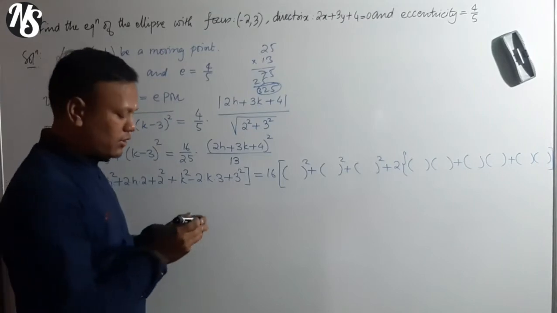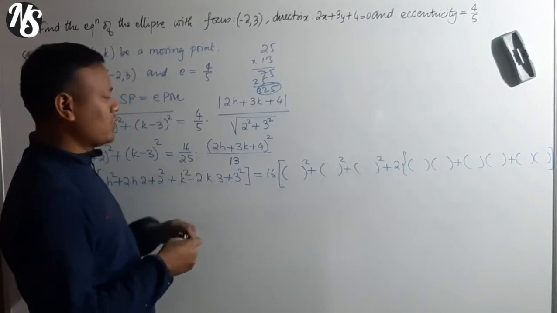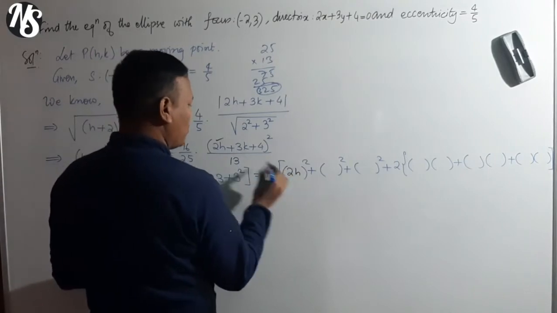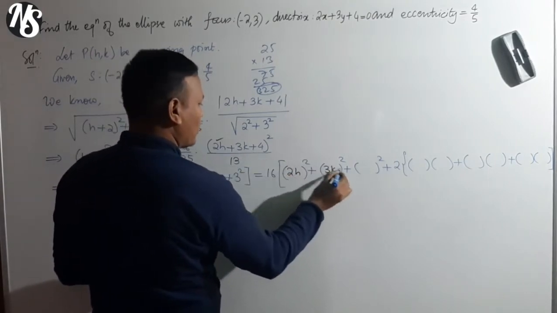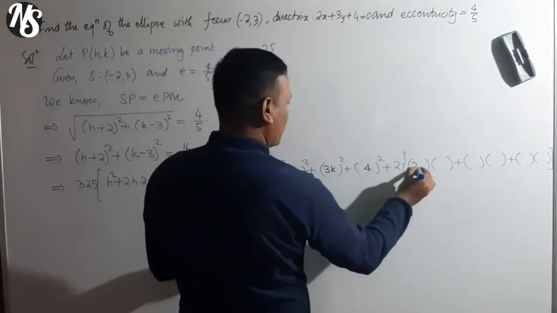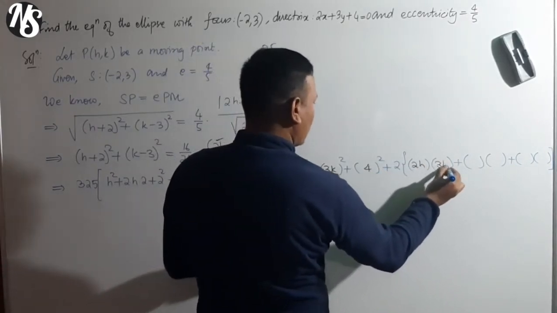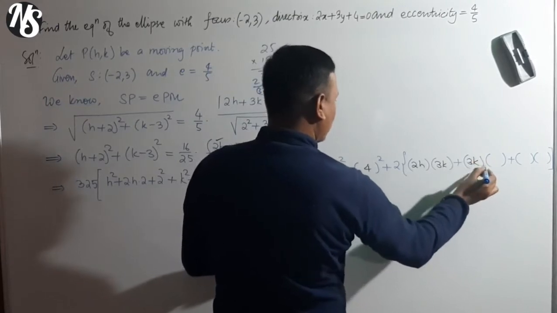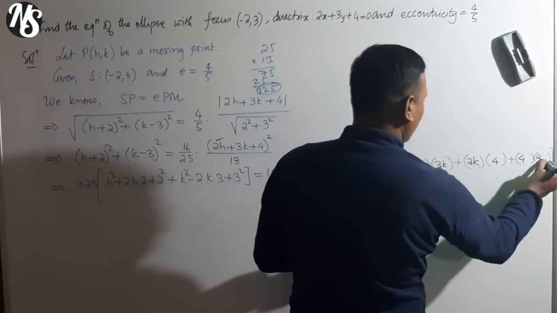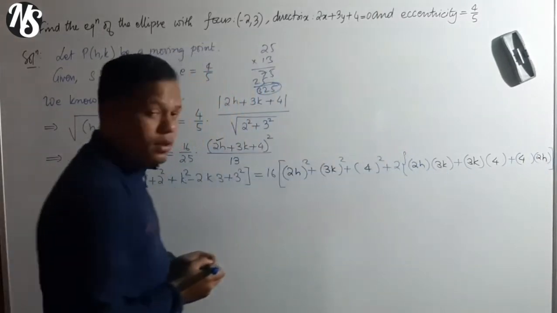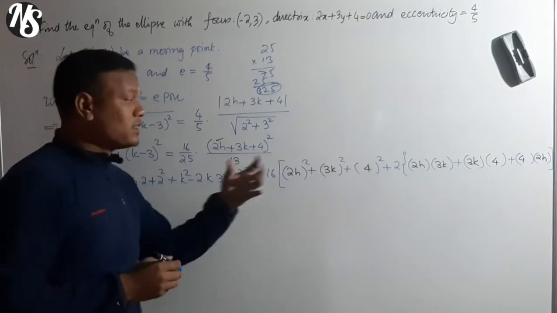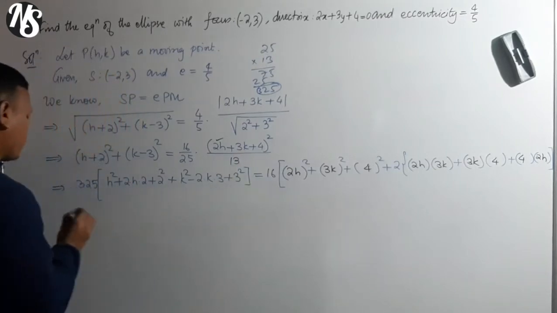So let's put the values now. What is a for me? As you can clearly see, a is 2h, b is 3k, c is 4. So we have 2 into (ab + bc + ca). Okay, so I have applied the formula. Now our job is to simplify this.